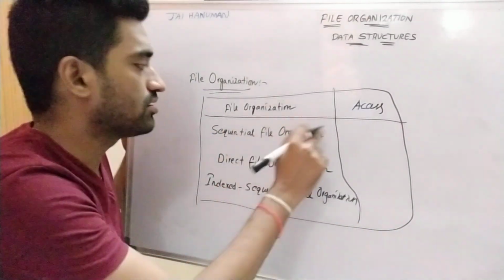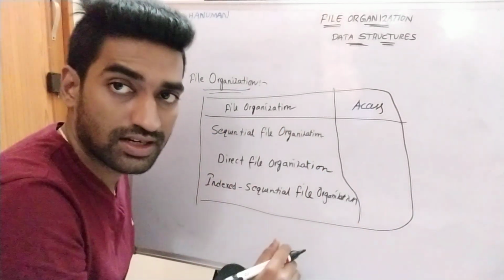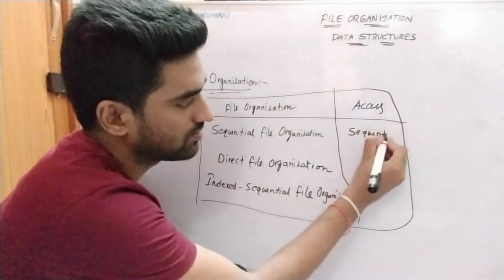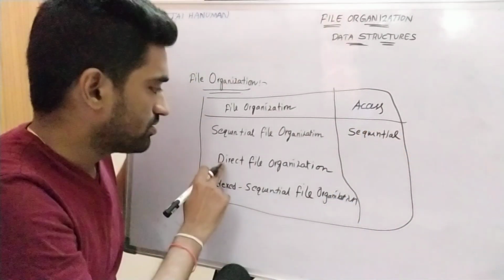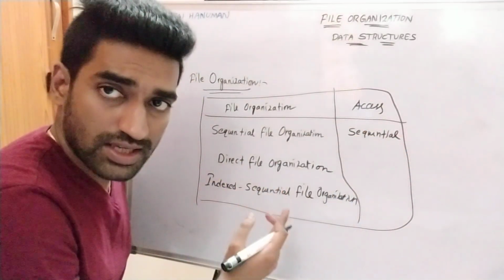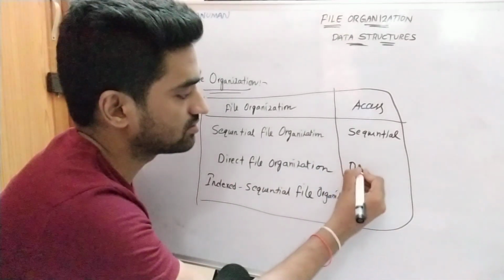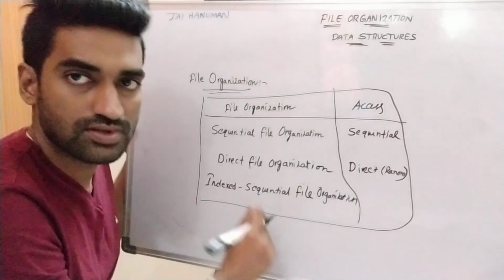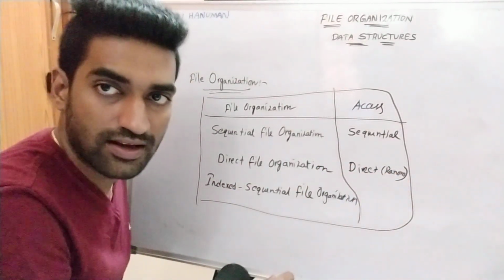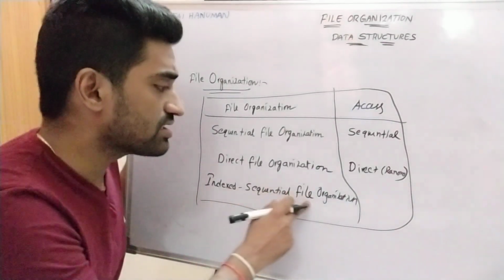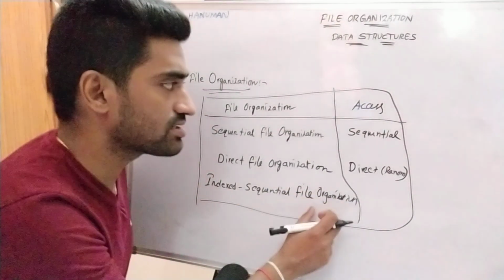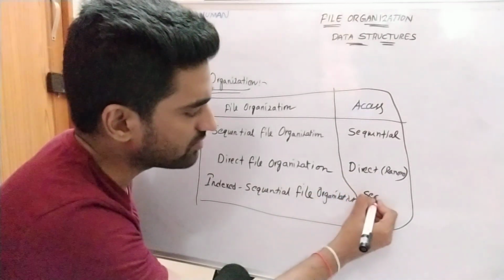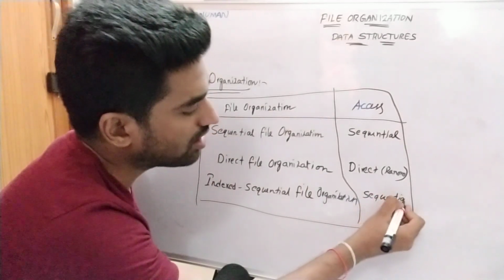Right? So here, how to access sequential file organization: in sequential format. Direct file organization: a file must be accessed in direct, which is also called random file organization. So this file organization is also called random file organization, right? Then indexed sequential file organization: how to access this type of file organization? Here, either sequential or direct.